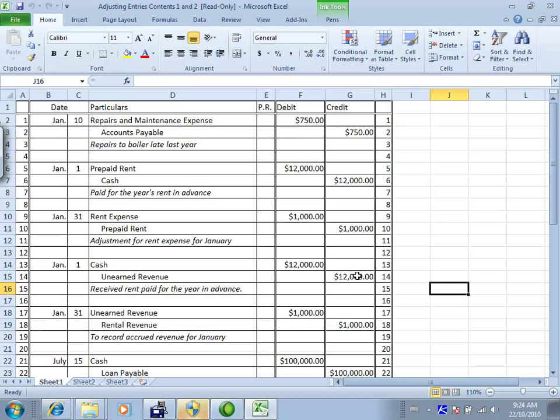So at the end of the year, there'd be no unearned revenue here. This would actually be down to zero, and then that renting company would have $12,000 altogether in rental revenue. So it'd be as though the $12,000 here has gone here at the end of the 12 months.